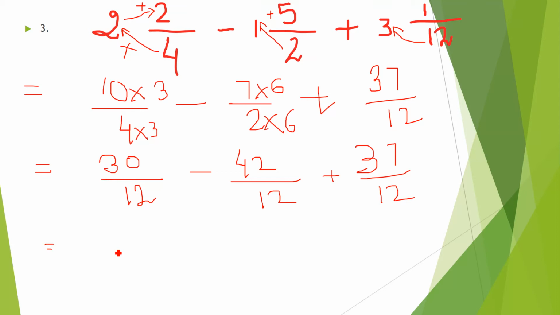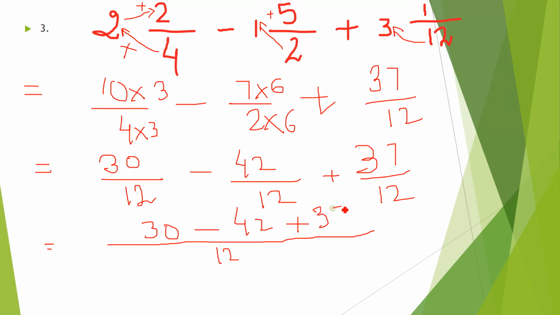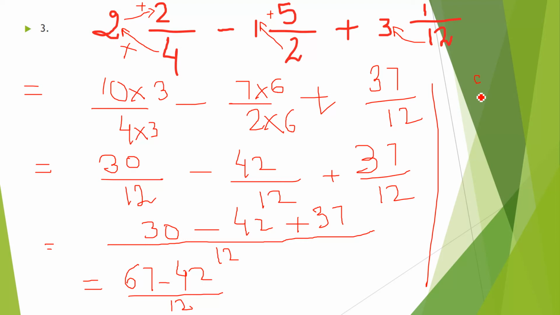Now our denominators are the same. Very easy question. You have to write down the denominator only one time, and then 30 minus 42 plus 37. See, 30 is positive, 37 is positive, so it will be 67 minus 42 over 12. So 67 minus 42, I will do it here, the remaining part. So it will be 25 over 12.